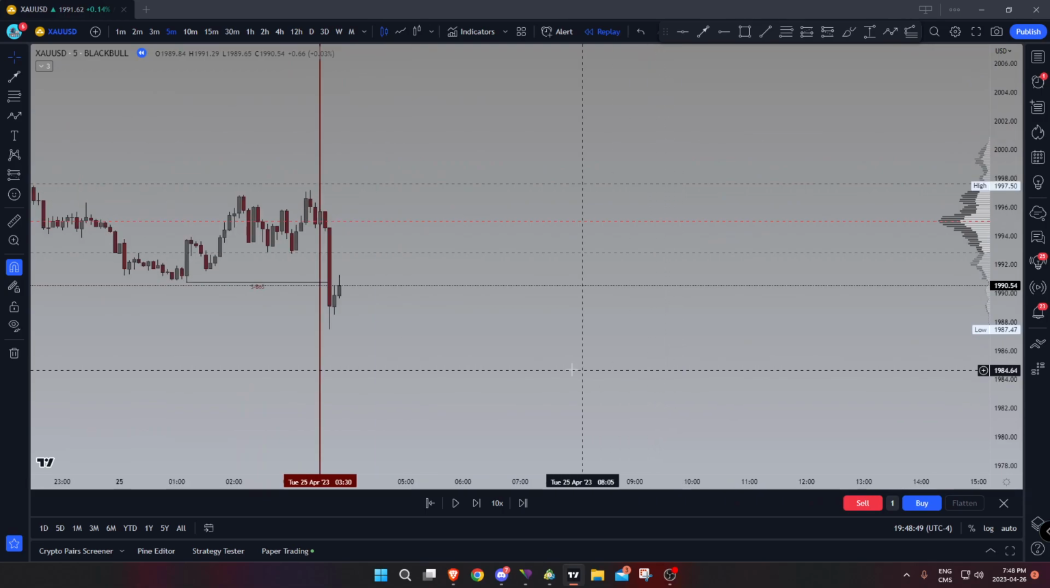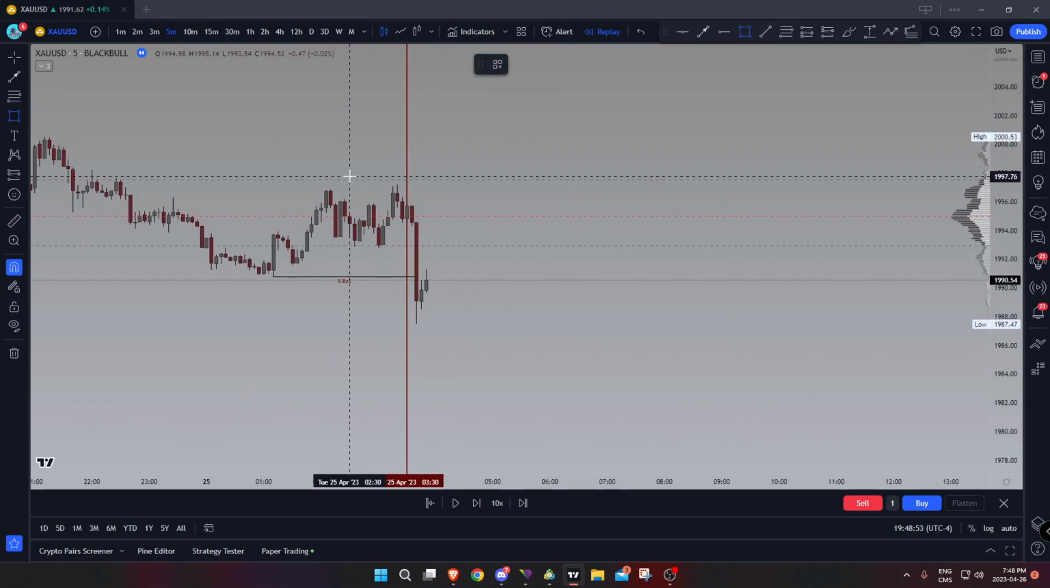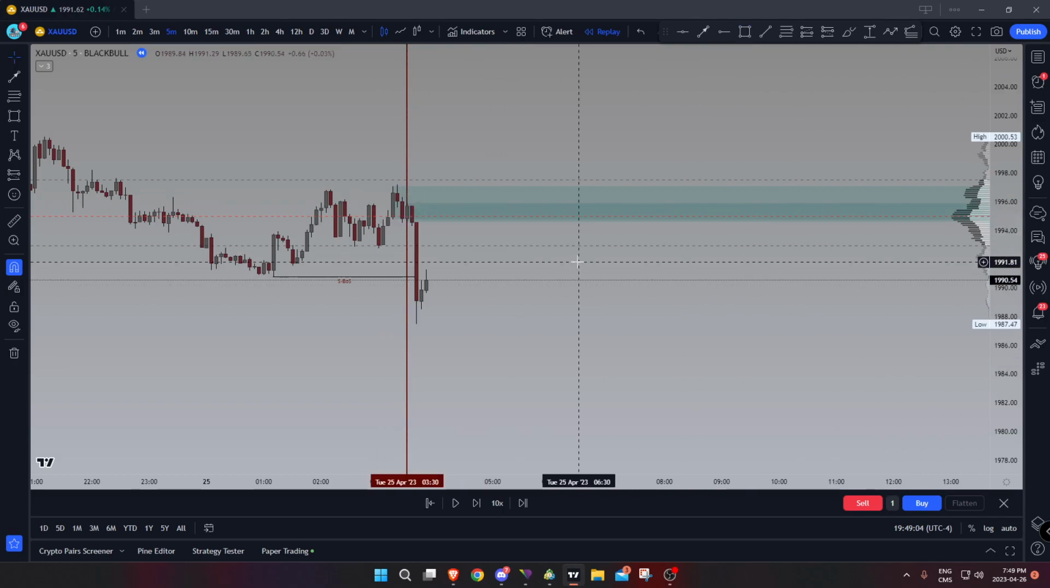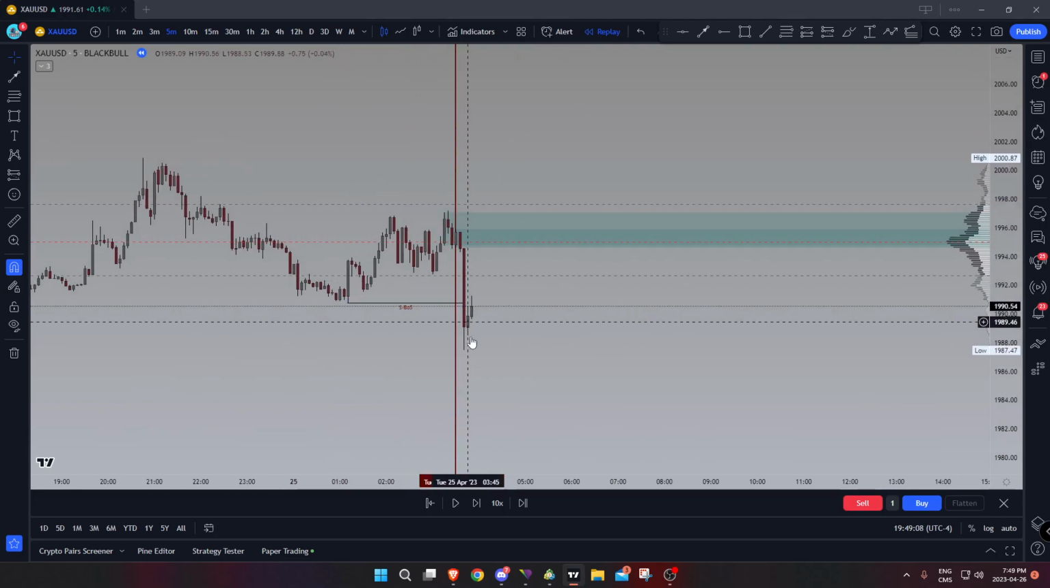Now, since we got this, let's go over and see where a bullish order block could be. We could have this one here, and this one here. It's pretty much the two order blocks on this 5 minute move.